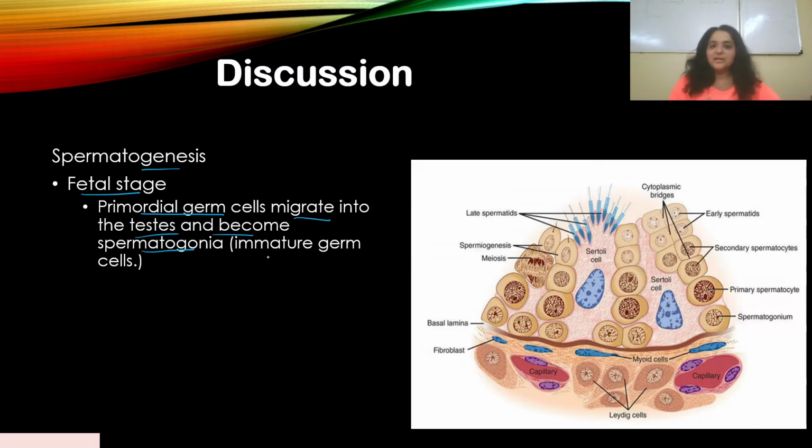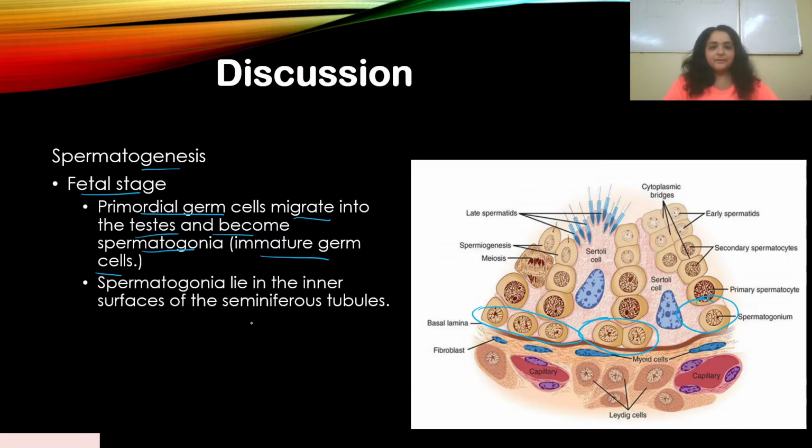Now, spermatogonia are actually immature germ cells. So you have spermatogonia here, and they are already formed at the fetal stage from primordial germ cells. The spermatogonia lie in the inner surfaces of the seminiferous tubules, as you can see over here. So that was already started at the fetal stage. Now what happens at puberty? The spermatogonia remain there as they are.